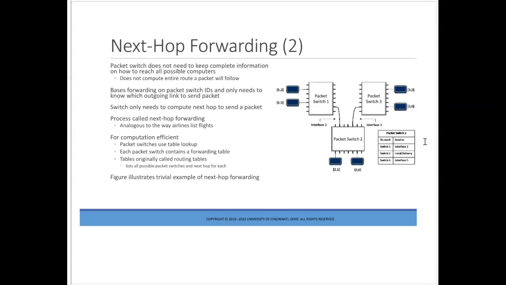To make the computation efficient, packet switches use table lookup. Each packet switch contains a forwarding table that lists all possible packet switches and gives the next hop for each. Compare to a mail carrier who picks up a letter from a mailbox. He or she then takes it to the post office regardless of the final destination. The letter gets forwarded to a distribution center as the next hop. Each time the letter is forwarded, it gets closer to its final destination. Originally, forwarding tables were called routing tables. The figure illustrates next hop forwarding with a trivial example.